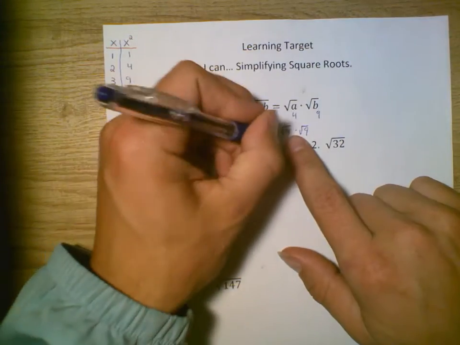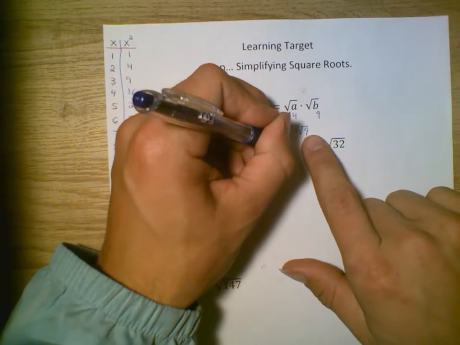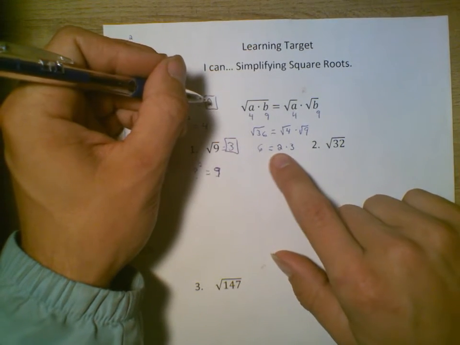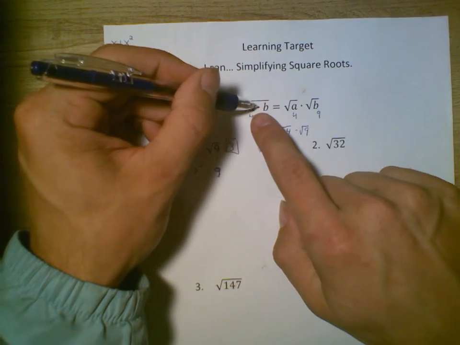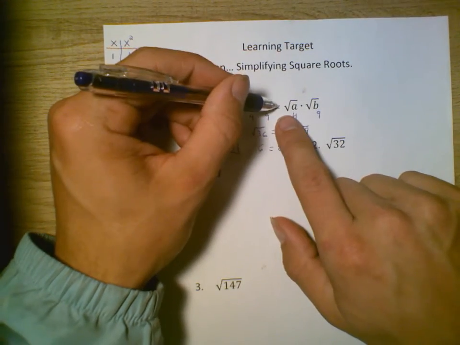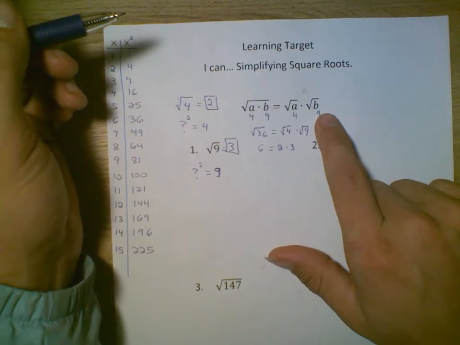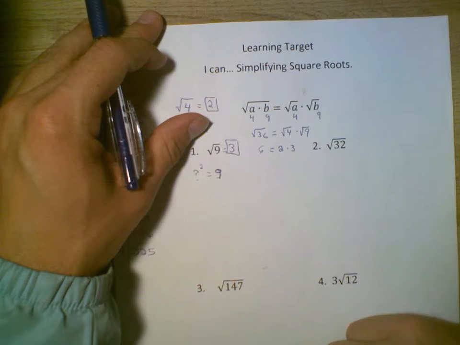The square root of 4 is just 2, and the square root of 9 is just 3. If I take 2 times 3, I get 6. It checks out. So it is true that you can take the square root of a number times a number and separate it into the square root of the first number times the square root of the second number. And we're going to use this property to help us in an example like number 2.